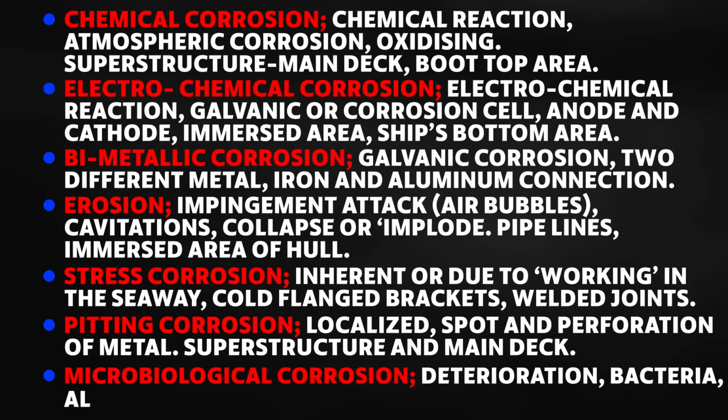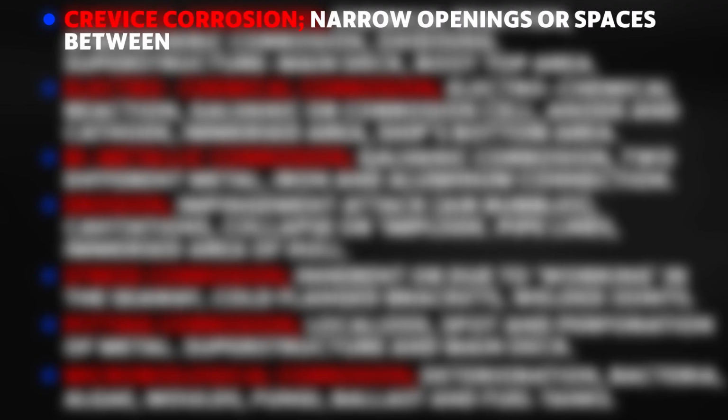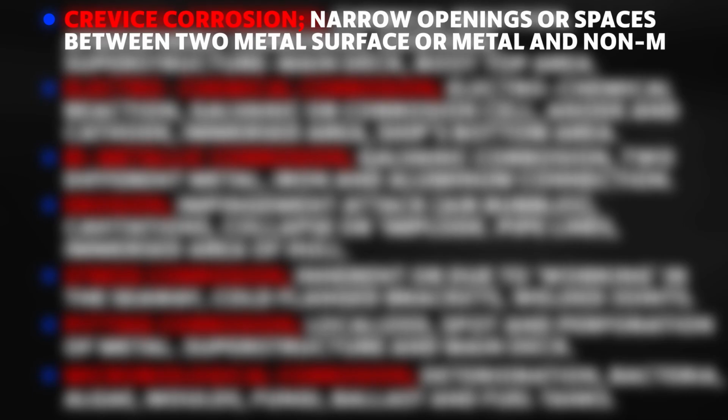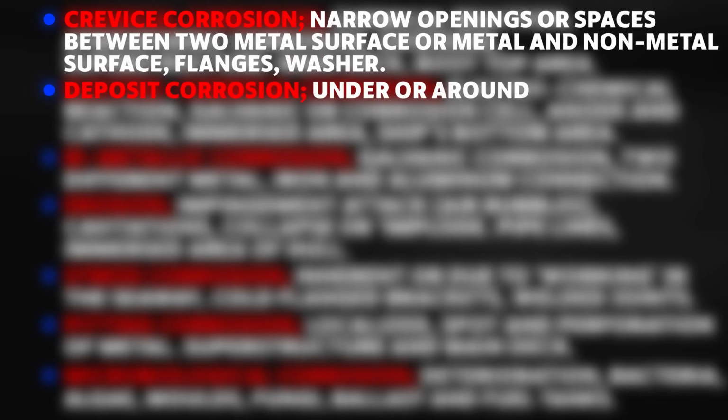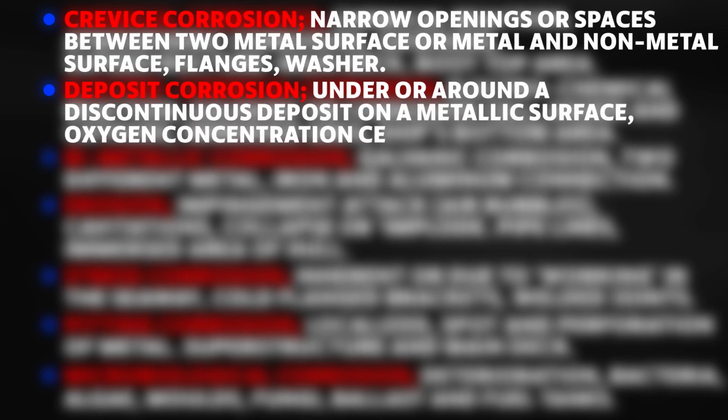Microbiological corrosion: deterioration by bacteria, algae, molds and fungi, in ballast and fuel tanks. Crevice corrosion: narrow openings or spaces between two metal surfaces or a metal and non-metal surface, such as flanges and washers. Deposit corrosion: under or around a discontinuous deposit on a metallic surface. Oxygen concentration cell.